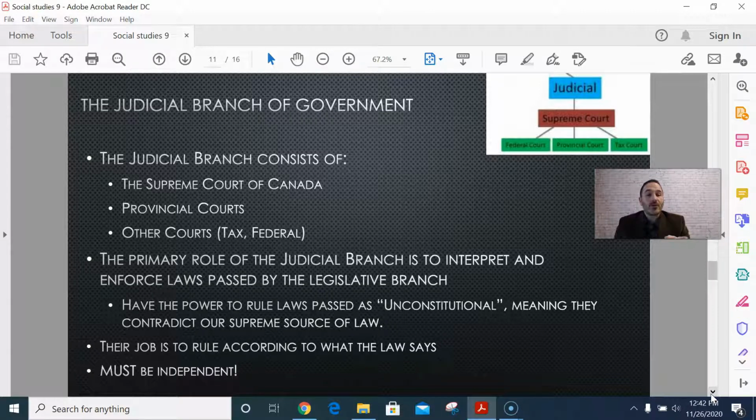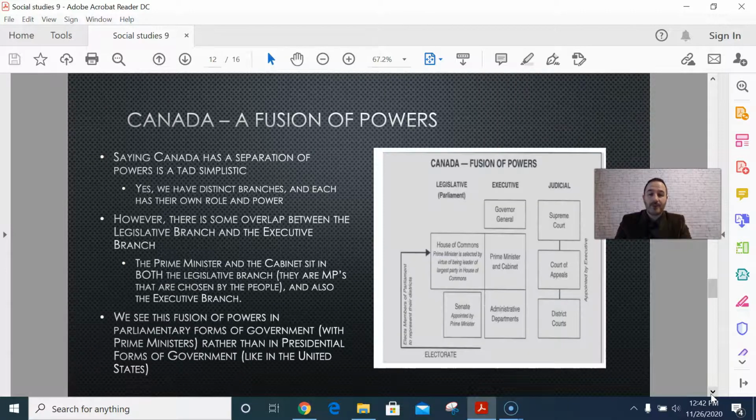And I mentioned earlier that the judicial branch must be independent. It has to be. If you don't have an independent judiciary, and this is why I'm arguing it's the most important out of them all, every country has an executive, every country has a legislative branch, but not every nation has an independent judiciary. We must have an independent judiciary.